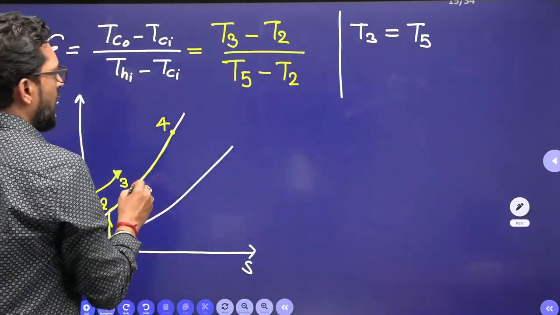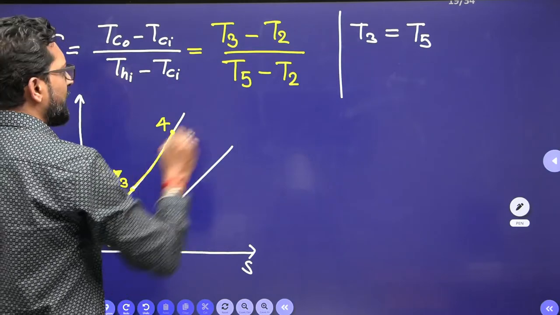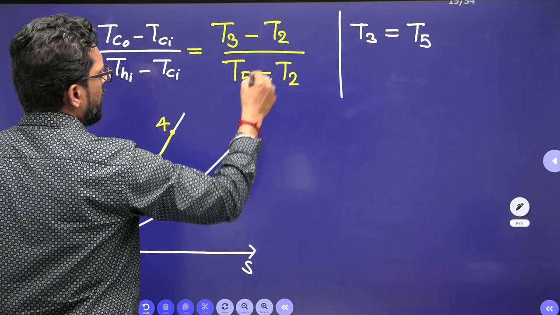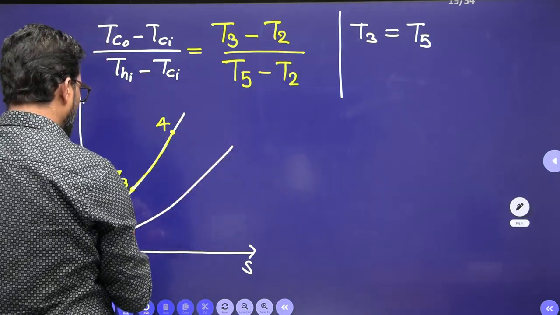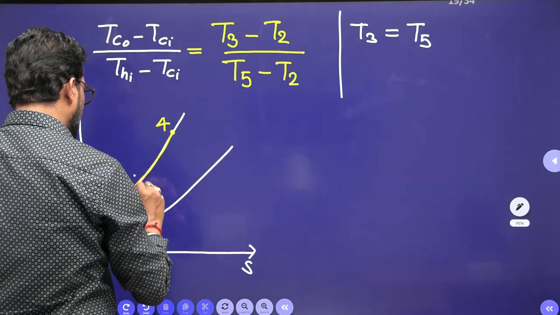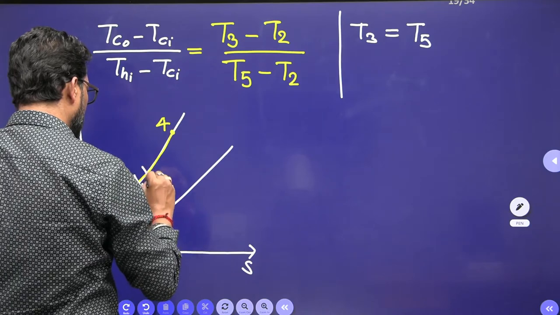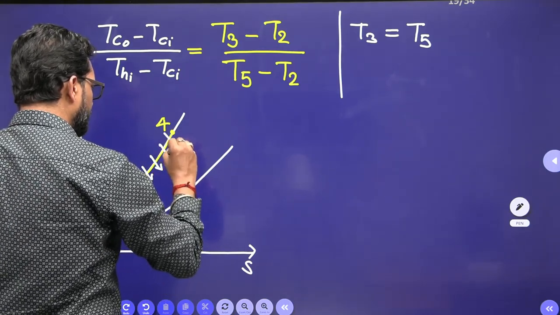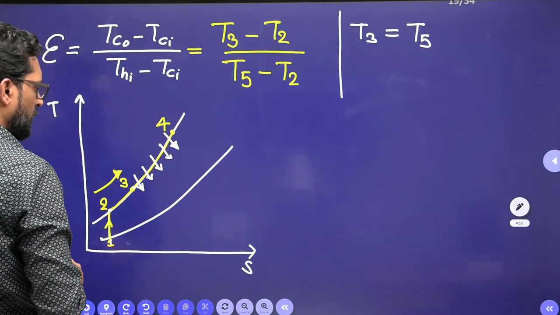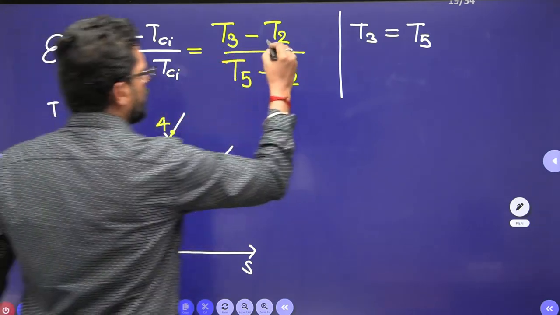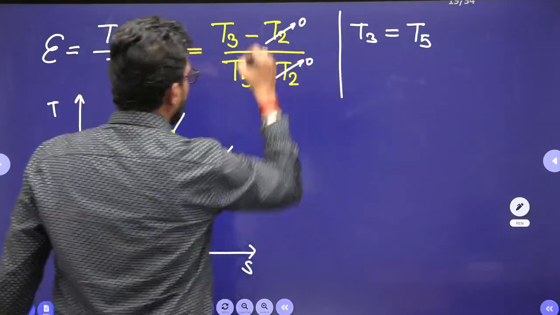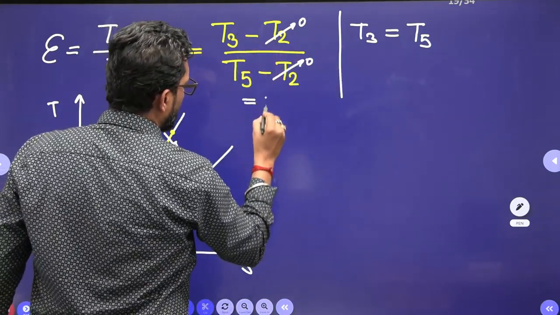T3 is equal to T5, and now heat will be added at 3. So T3 is equal to T5, and T2 is there, no meaning. Now it will add heat from this one. Heat addition is only this one. So there is no 2, so 2 is 0. And T3, so the effectiveness is 1.